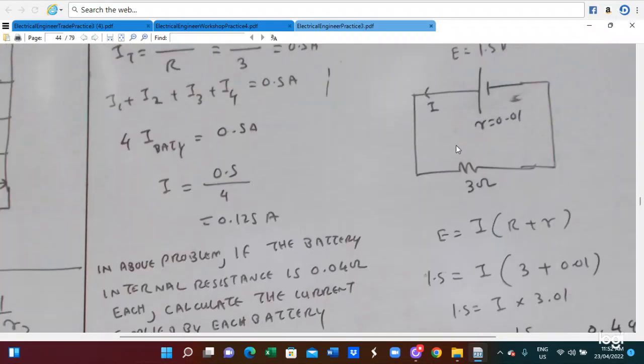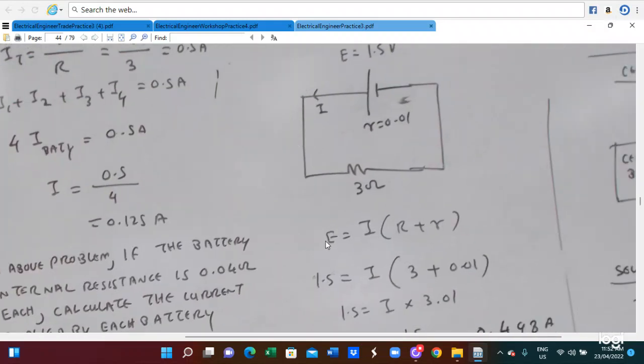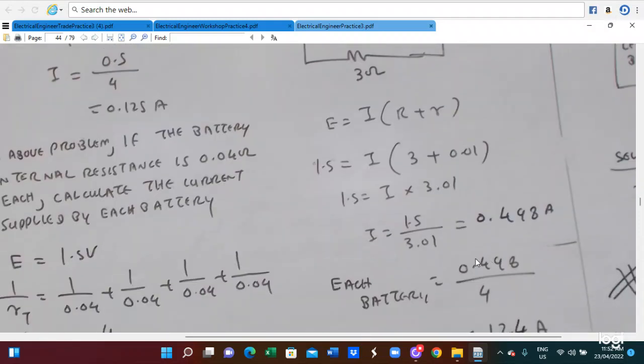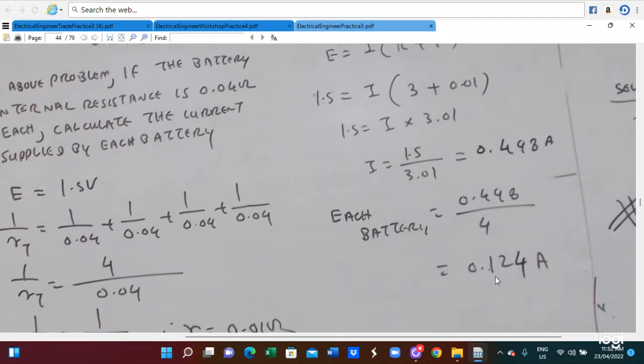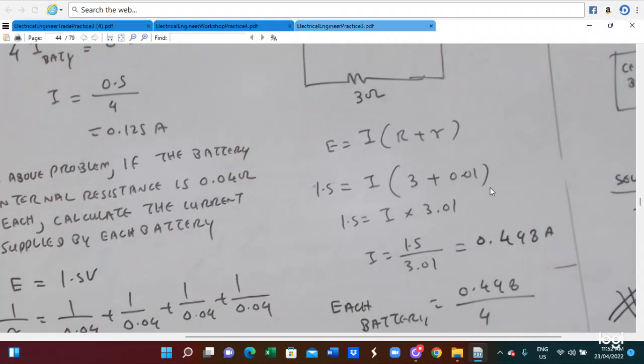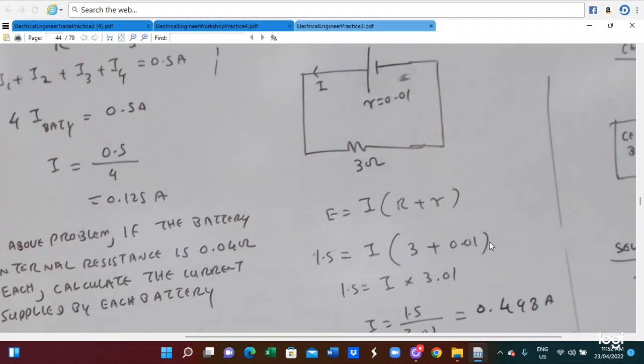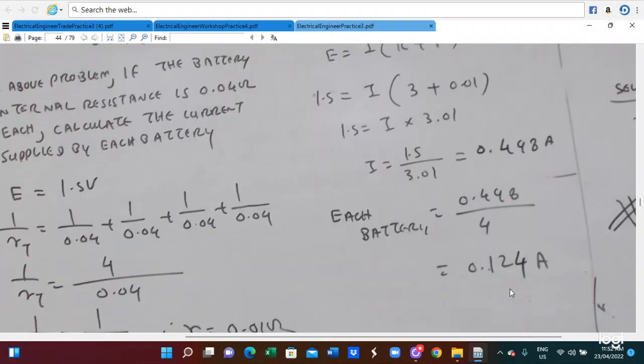Then we can calculate E equals I times capital R plus small r. So 1.5 equals I multiplied by 3 plus 0.01. Then you get I is 0.498 ampere. So for each battery, divided by 4, you get 0.124. This is for each battery with 0.01 internal resistance, and we can calculate the battery voltage this way.